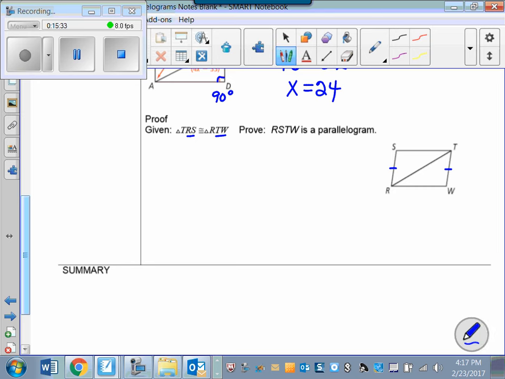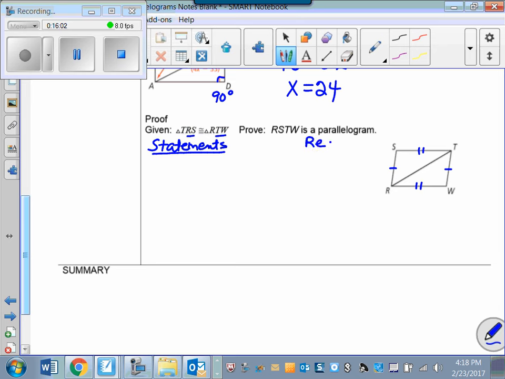And, well, I'll keep blue. I know that ST is congruent to WR. So doesn't that tell me? Isn't that it right there? There's a theorem that says if opposite sides of a quadrilateral are congruent, then it's a parallelogram. The quadrilateral is a parallelogram. So let me just get that into a proof here. I think it's a pretty short, straightforward one.